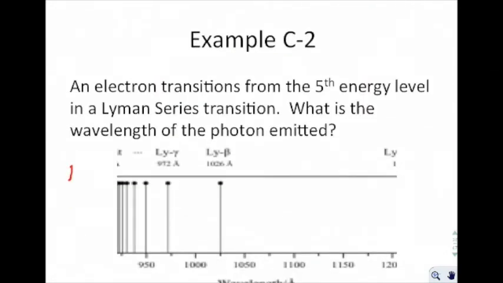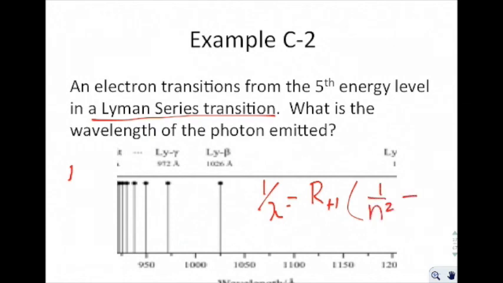The next one says, an electron transitions from the fifth energy state in a Lyman series transition. What is the wavelength of the photon emitted? So this is one of those questions in which you're trying to find the wavelength. So we're going to have to use 1 over lambda equals R_H times 1 over n squared minus 1 over n squared, because this is dealing with an electron transition.